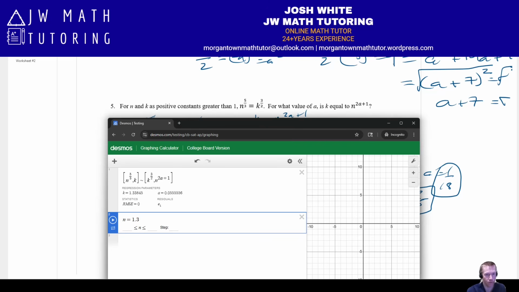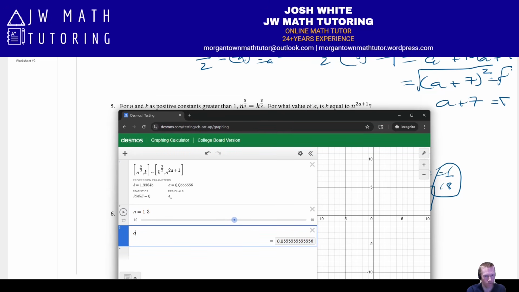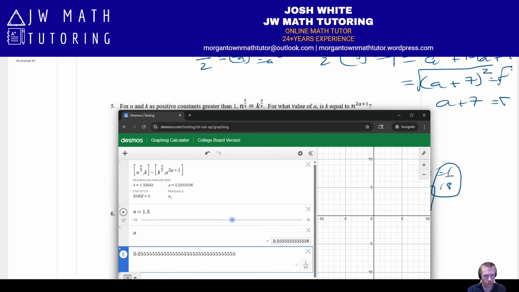Now notice it gives me a value for a. Unfortunately here, for some reason, it's not letting me turn it into a fraction. So if you want to turn it into a fraction, you just have to retype the whole thing. Notice it's just 0 and then a bunch of 5s, and eventually it will give you the 1/18th if you want the fraction form. But this is how you could solve the entire problem in Desmos. Basically, it's a system of equations we're solving using regression.